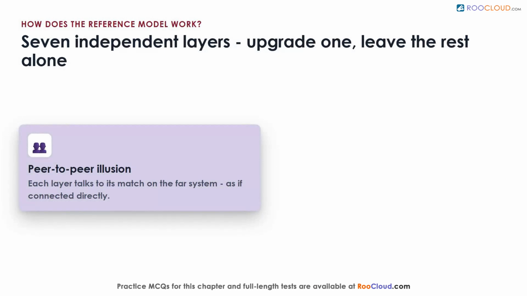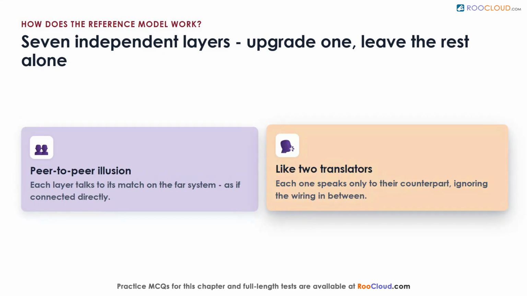So how does the reference model for networking work? There's a standard model that describes how data moves. It splits communication into 7 layers. Each layer has one job and stays independent of the others. So you can upgrade one layer without disturbing the rest. Here's the clever part. Each layer talks to the matching layer on the far system as if connected directly. Think of it like 2 translators on a phone call. Each one speaks only to their counterpart, ignoring the wiring in between.